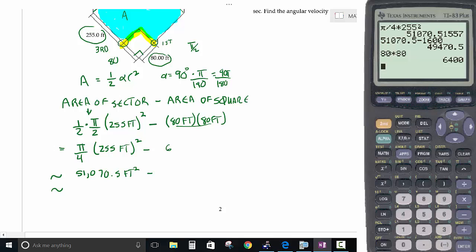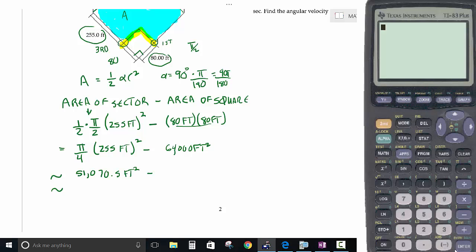Okay, all right, so let's get that corrected. This is going to be 64,000 square feet. Okay, now I can go to the calculator and finish this up. So I've got 51,070.5 and then minus the 64,000. I thought that sounded off a little bit. So that is, now that's really bad. Okay, if I got that, now I notice I must have put something totally wrong in there.